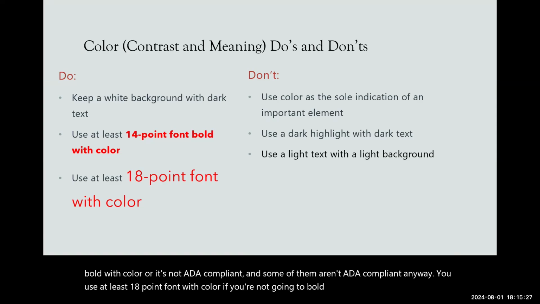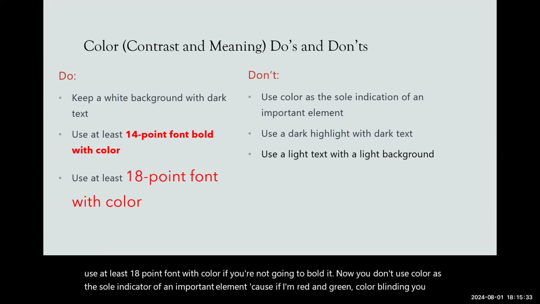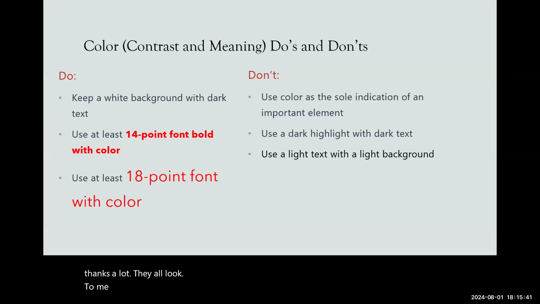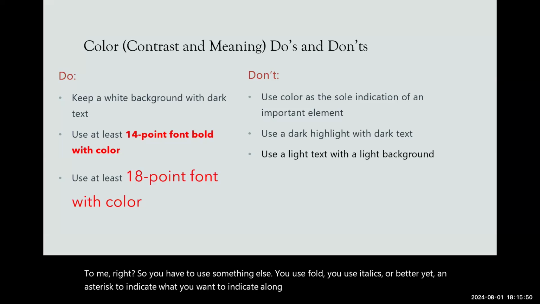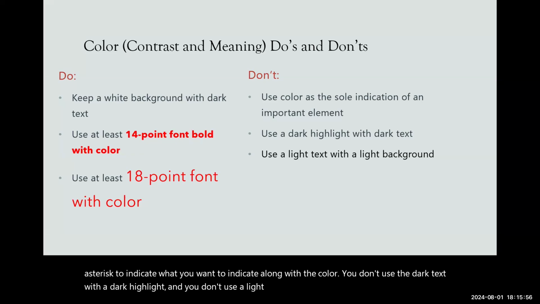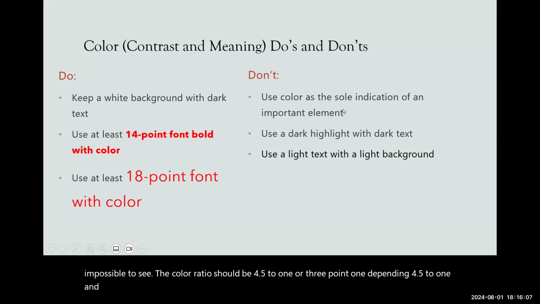Now, you don't use color as the sole indicator of an important element, because if I'm red and green colorblind and you say to me, all the correct answers are in green and the incorrect answers are in red, it's like, well, thanks a lot. They all look the same to me, right? So you have to use something else. You use bold, you use italics, or better yet, an asterisk to indicate what you want to indicate along with the color. You don't use the dark text with a dark highlight, and you don't use a light background with light text, because it's impossible to see. Your color ratio should be 4.5 to 1 or 3 to 1, depending. 4.5 to 1 and 3 to 1.